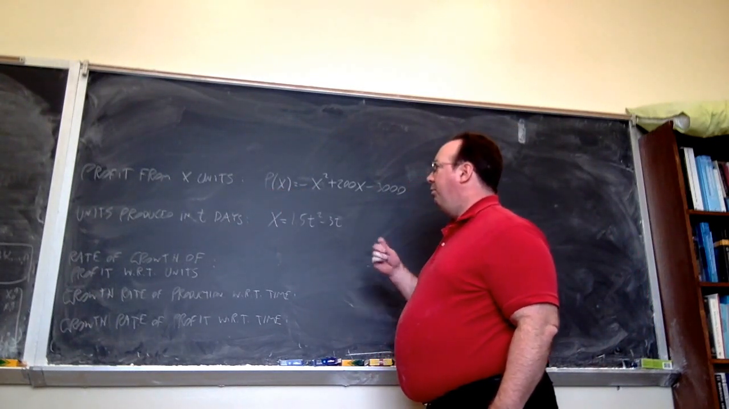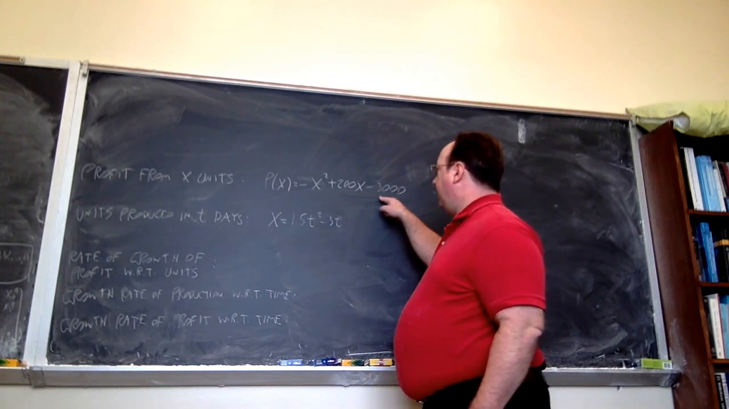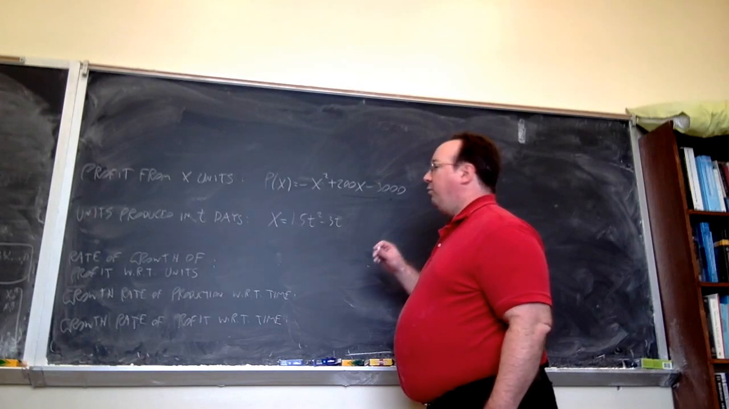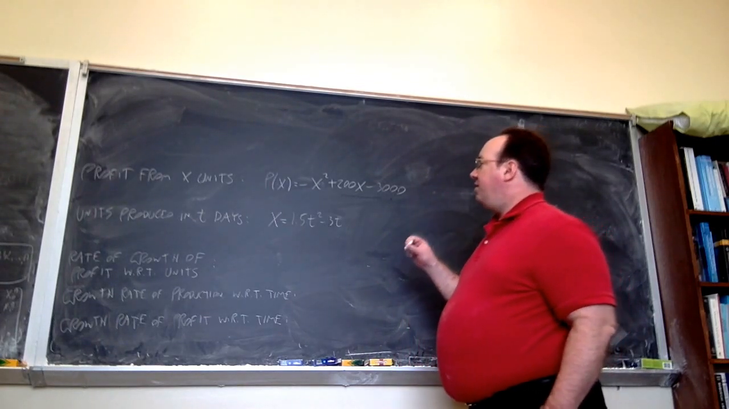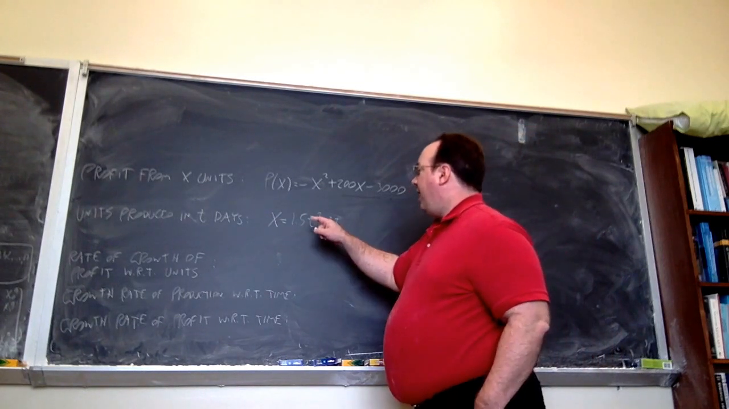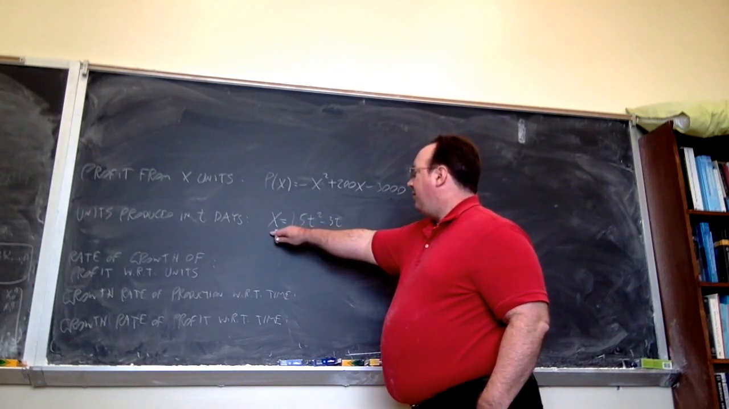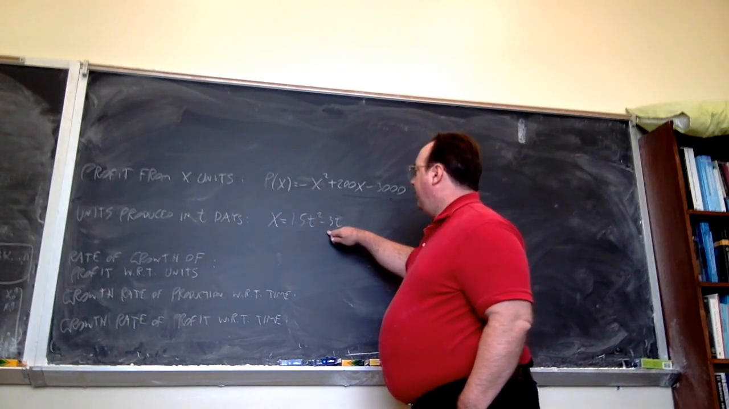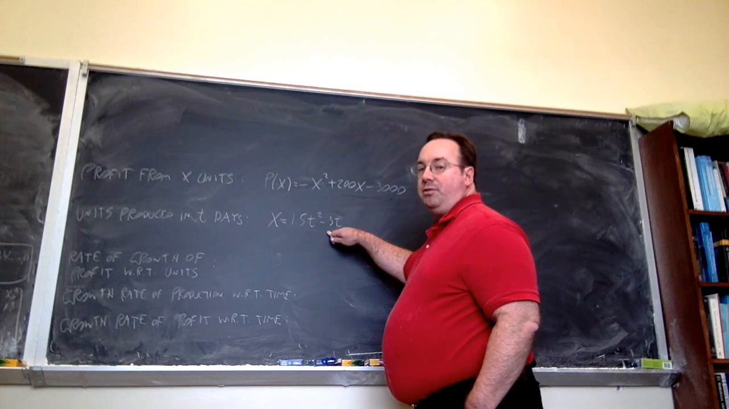x that gives me the profit from producing x units. So we have this function formula that gives us p of x. But what I really want is the rate of change of profit with respect to time. So here I have this other function to help me out with that. This relates the number of units produced to the time in days that it took to produce them.